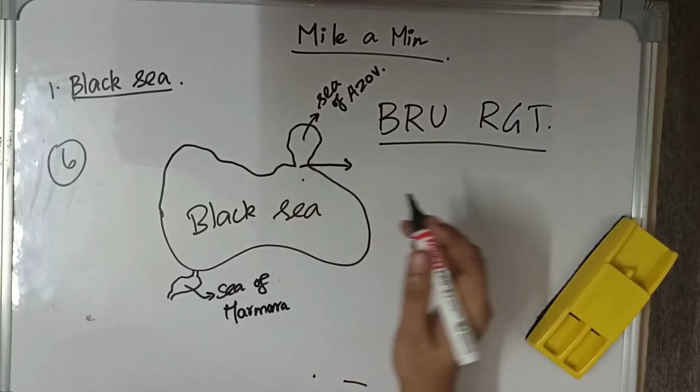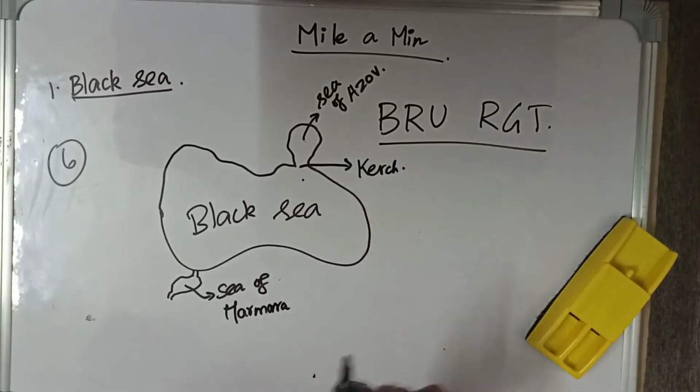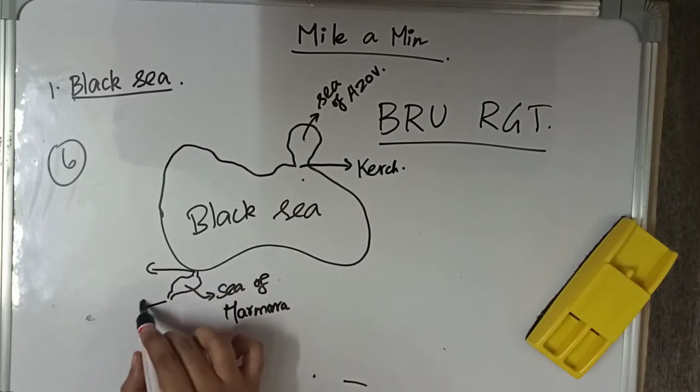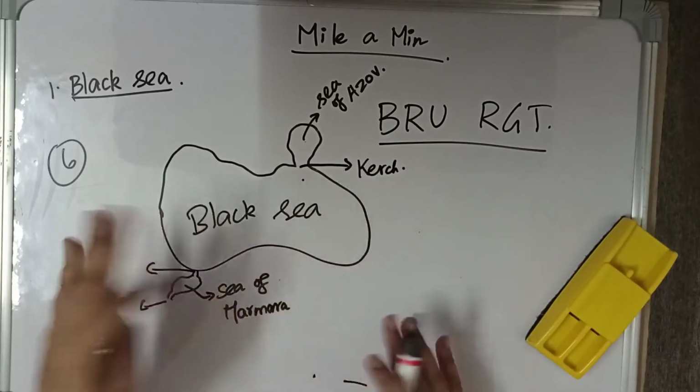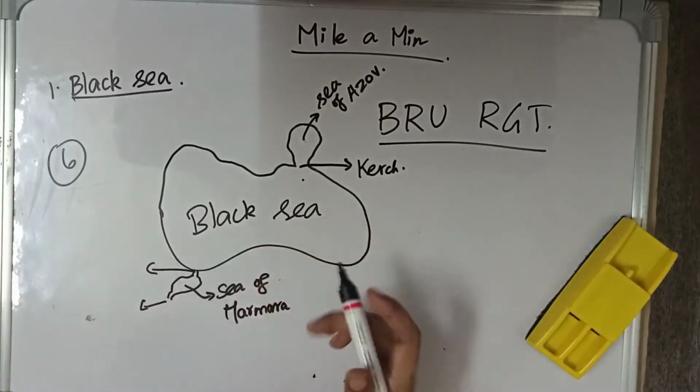And this strait is called Kerch Strait. This is Kerch Strait, and here it is Bosporus, and here it is Dardanelles Strait. These are the 3 straits which are near to Black Sea, and there are 6 countries that border it. Let us see those things first.